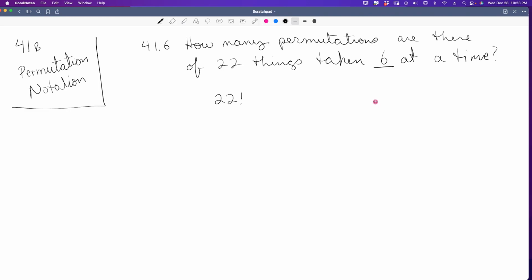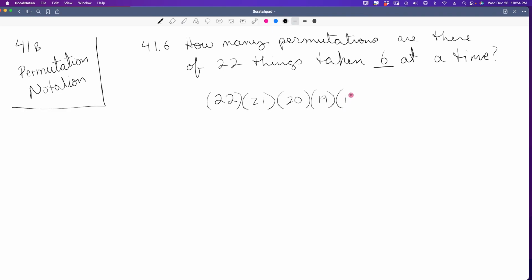But we want to stop at a certain point. So the place that we're going to stop at is our rate. So we're going to look at what that would be. So our rate would be 6. So 22 minus 6 is where we would stop. So we would do 22 factorial, actually, like this. 22 times 21. This is basically the factorial method.